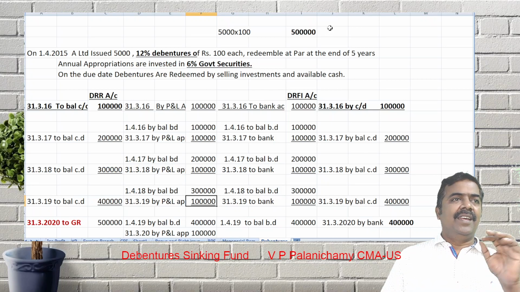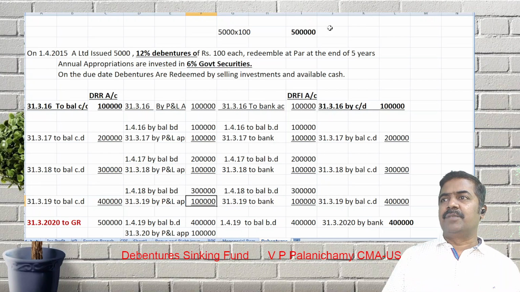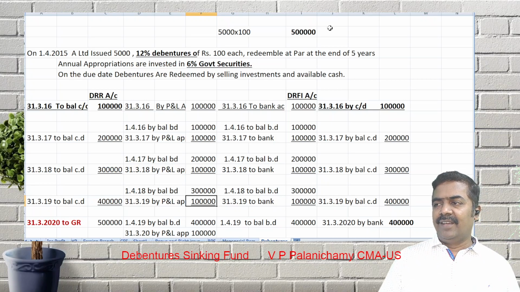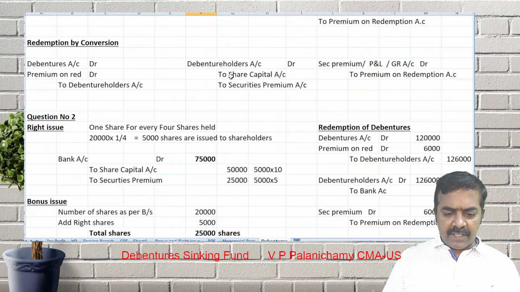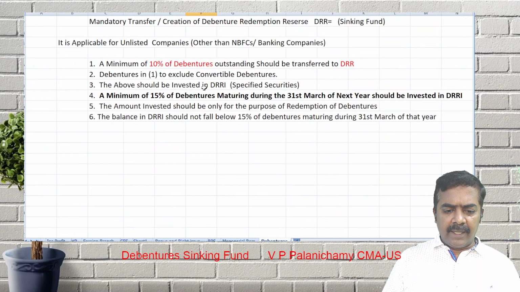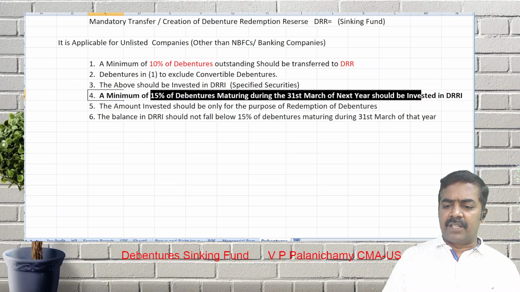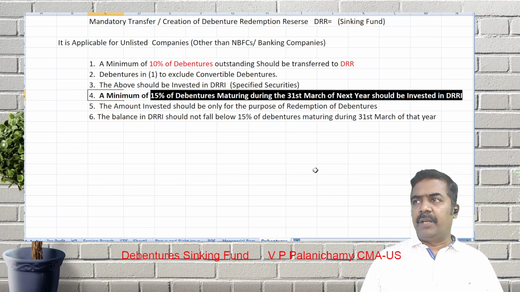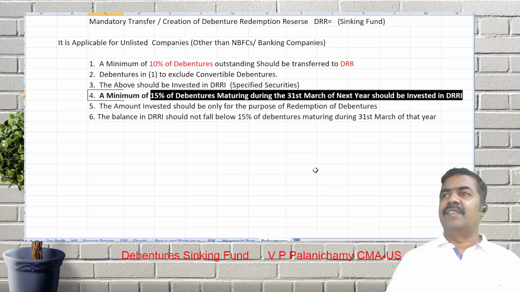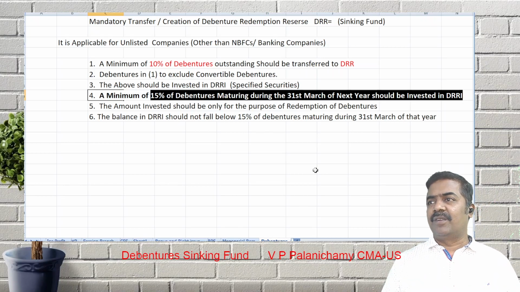Okay, simple. In the question, if they mention debenture redemption reserve created more than 10%, go with that. In the question, if it is silent, then how much minimum should you create? 10% you have to create. Then the 15% investment is there, isn't it? 15% investment. If debentures are maturing within the 31st of March of the next year, how much percent minimum should you create? 15%. Suppose the actual amount itself is more than 15%, you go with which amount? Actual amount.